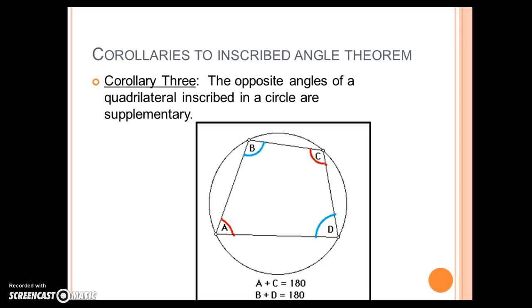The third corollary says the opposite angles of a quadrilateral inscribed in a circle are supplementary. So by the diagram, I can see B and D in light blue are going to add to 180. They're supplementary. So are A and C.